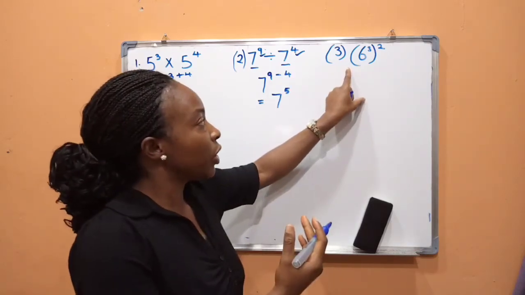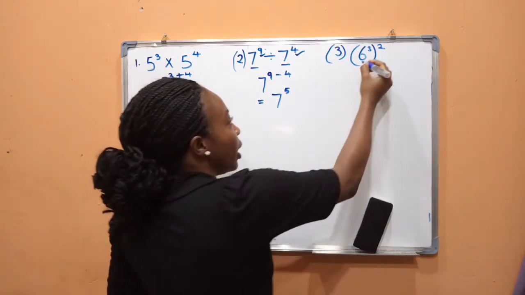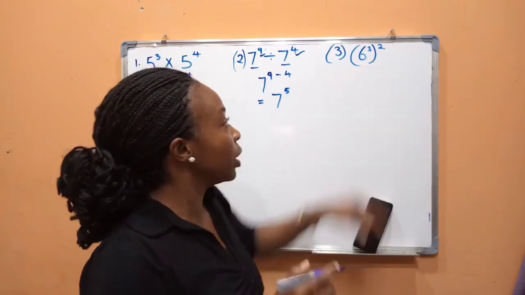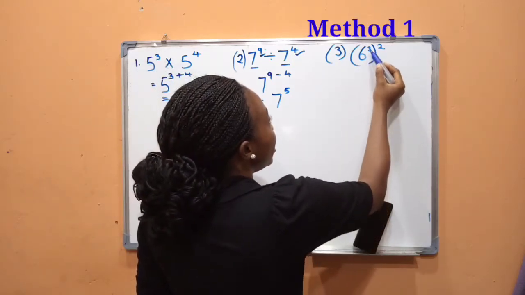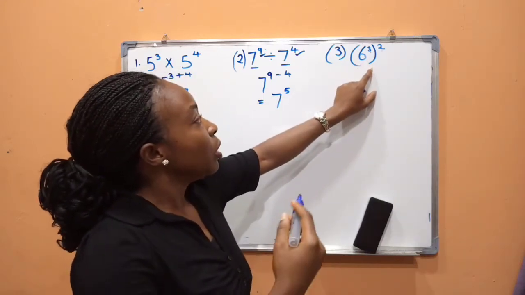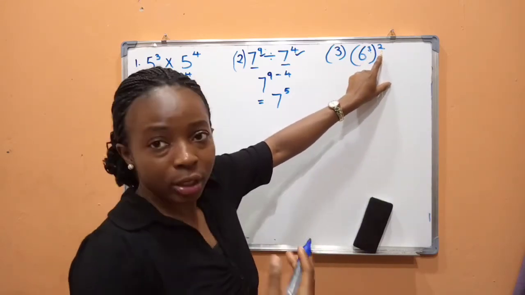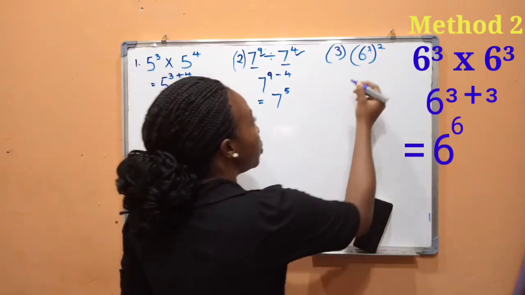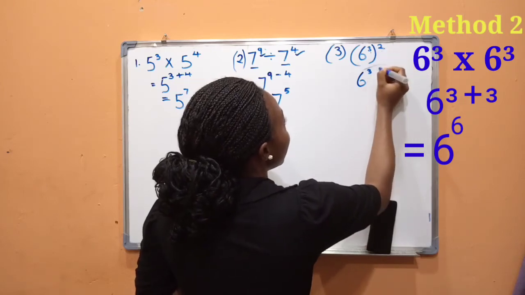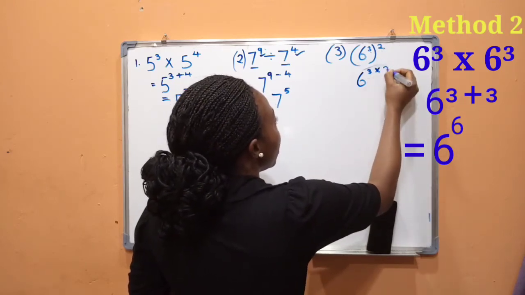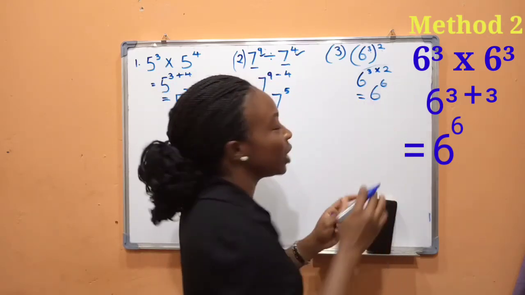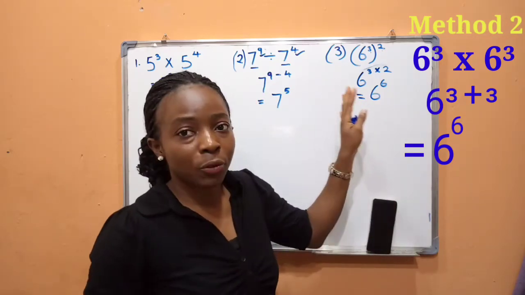So let's look at the third example. This third example is going to test our knowledge on understanding distribution. What it simply means is that this can be multiplied by this. 6 cubed can be multiplied by what? Can be squared. That is what it simply means. So here's what we are going to do. We are going to have 6 to the power of 3 being multiplied by 2, and then when we do that, we're going to have 6 raised to the power of what? 6. So that's exactly how we go about solving this.